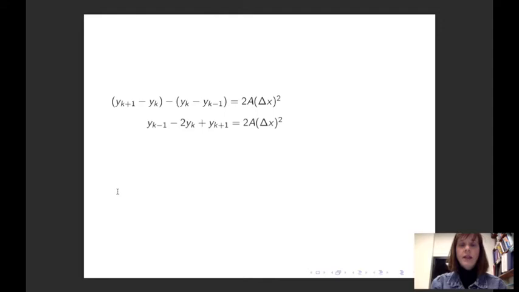So rewriting that same expression, but now simplifying what I have on the left, I get y sub k minus 1 minus 2y sub k plus y sub k plus 1 equals 2 times a times the length of the subinterval squared. And if I solve for a times the square of delta x, I get 1/2 times (y sub k minus 1 minus 2y sub k plus y sub k plus 1). And I've put this in a significant color so that I can return to it later.